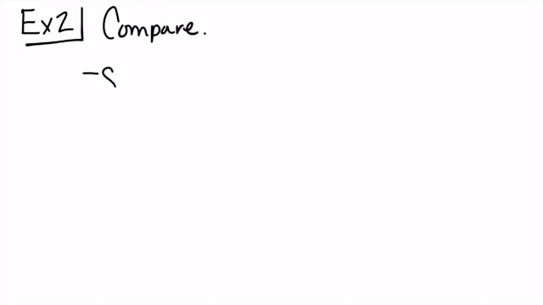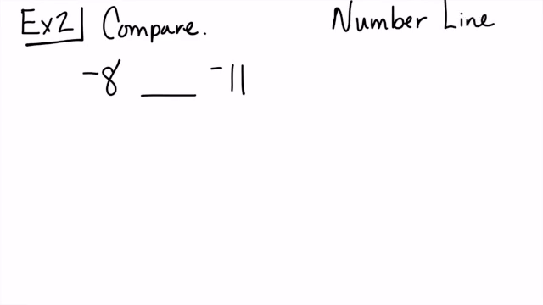Example number 2. Okay, let's say, again, we are comparing. And let's say we have two negative numbers, negative 8 compared to negative 11. Negative 8 compared to negative 11. And this time, we're going to compare using a number line.